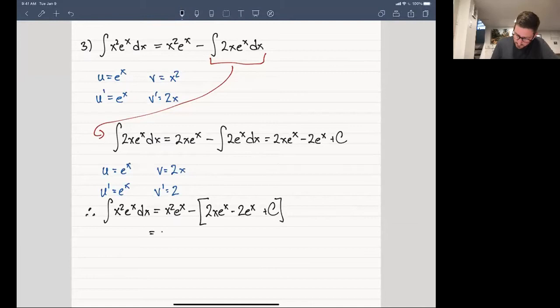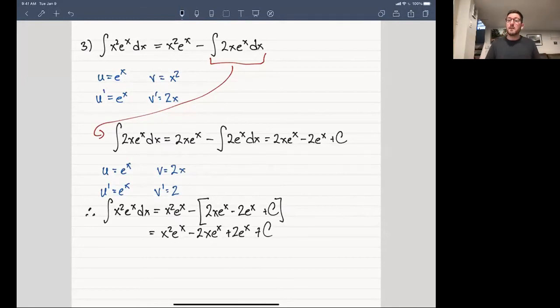And now here I get x squared e to the x minus 2x e to the x plus 2 e to the x. And I'm going to write it as plus c again. Again, it's just a constant, so it doesn't really matter. You can write minus c, that's perfectly up to you. The fact that it's not defined, it can just be anything. So I'm just going to write it as plus c again.